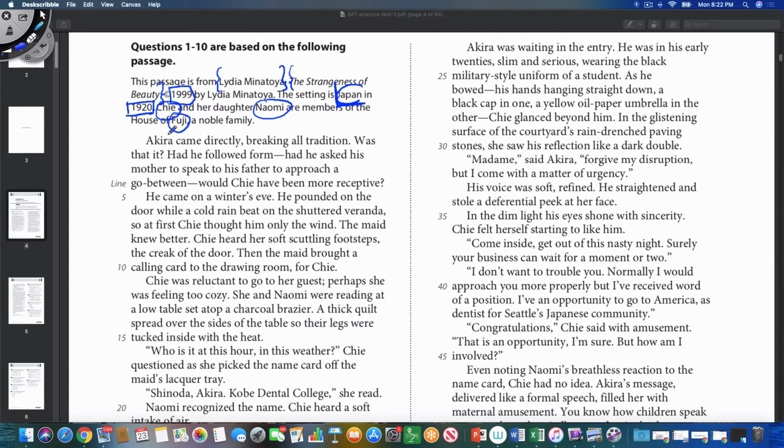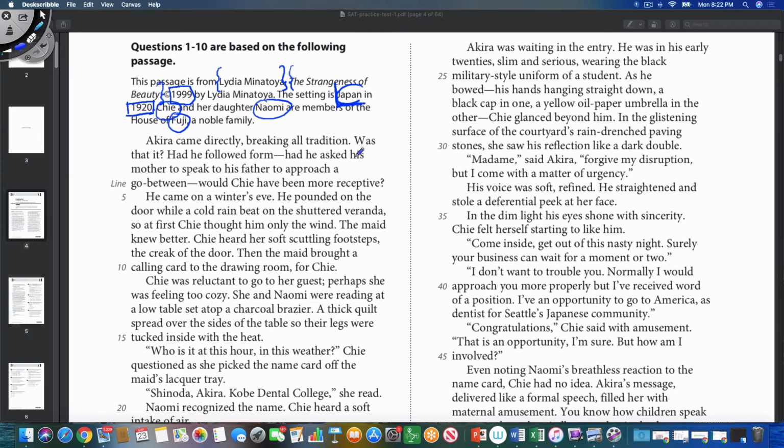Okay, now I start reading the first paragraph. Akira came directly, breaking all tradition. Was that it? Had he followed form? Had he asked his mother to speak to his father to approach a go-between? Would she have been more receptive?